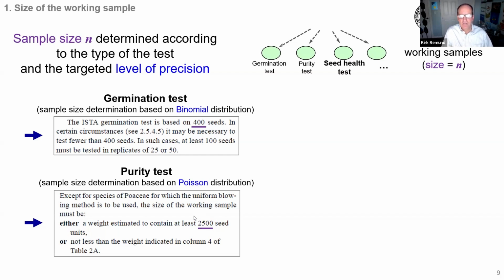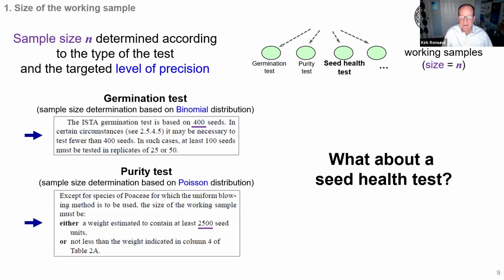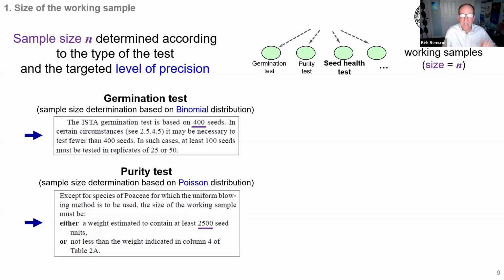And also for purity, within the ISTA rules, with some work done, the purity test is based on a Poisson distribution. We didn't talk about that one yet, but nevertheless, it's what we use for the purity distribution. We're looking at 2,500 seeds to do that, and then for other seed determinations there's a larger sample size, but this just gives you an idea of the n, the small n, for these other sister tests.